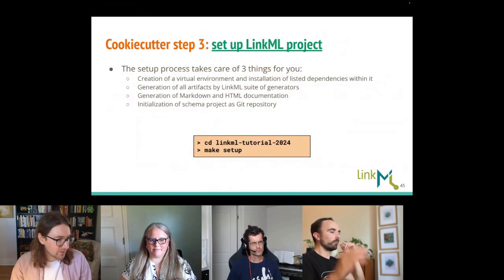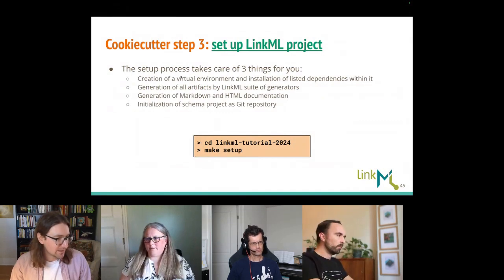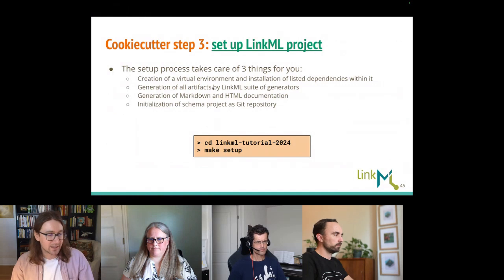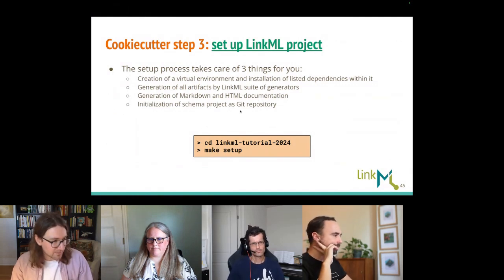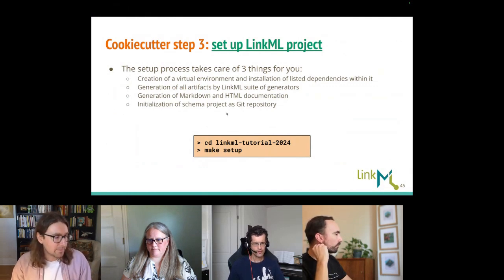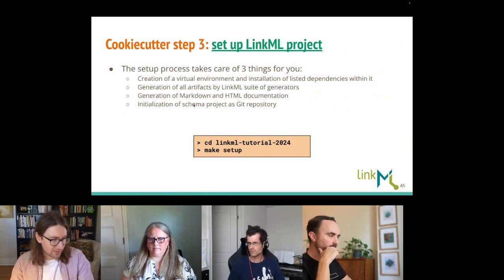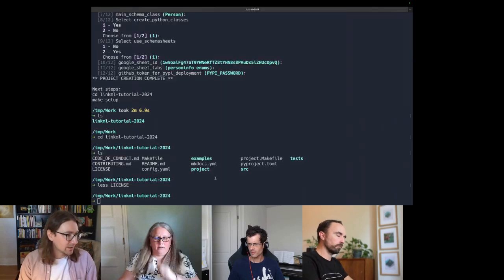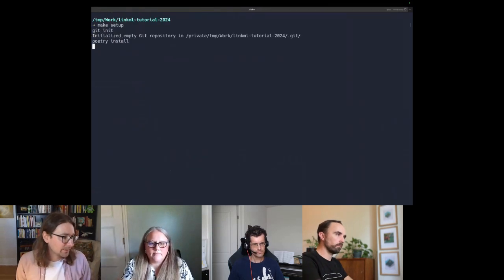And then the last thing to do is run this make setup command. What this is going to do is set up the virtual environment, install all the dependencies. It's going to do a basic generation of some artifacts from your schema, including documentation. And then the last thing it's going to do is initialize or do the first commit to the Git repository. So the last thing to do is make setup.